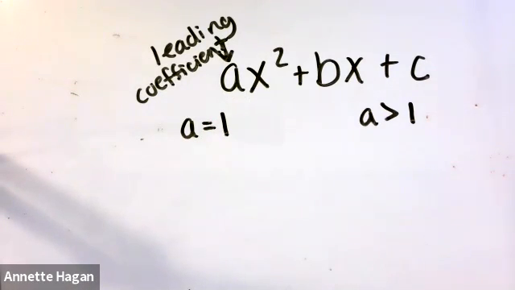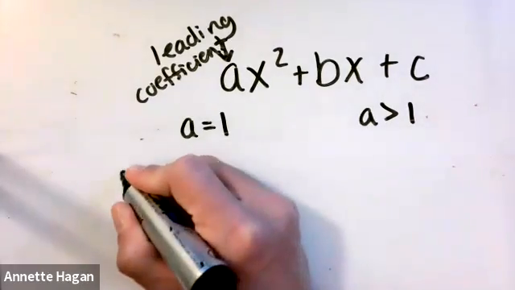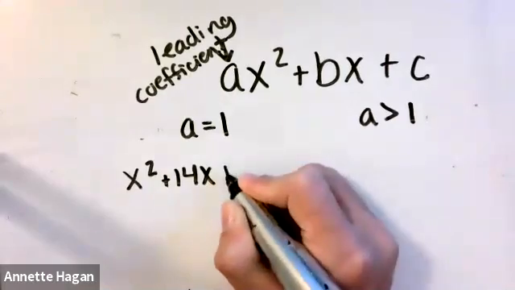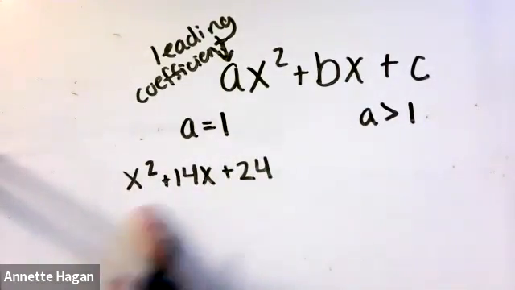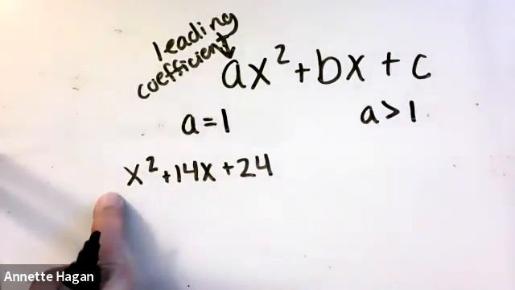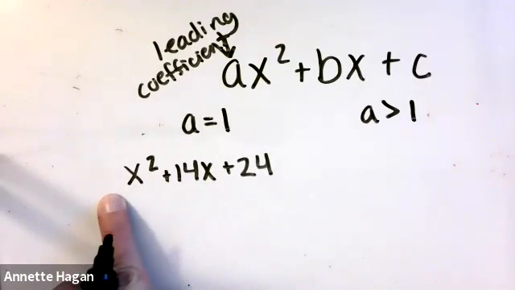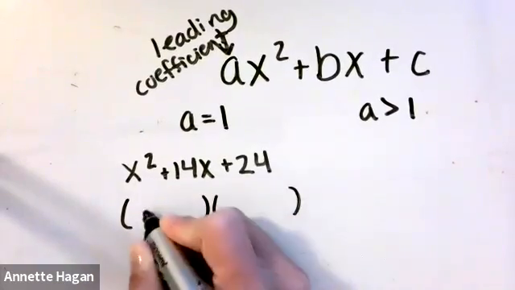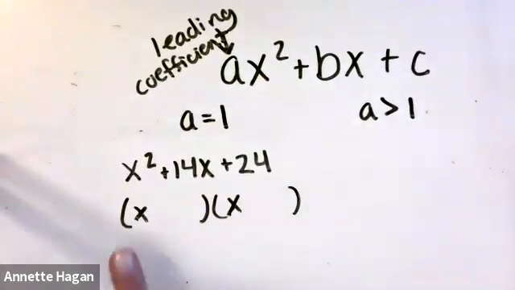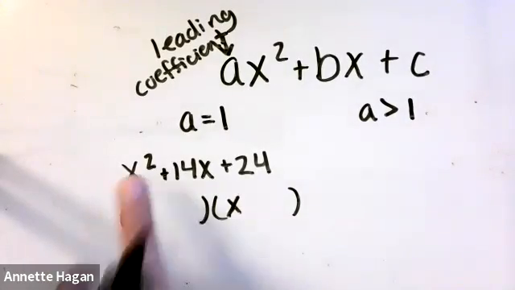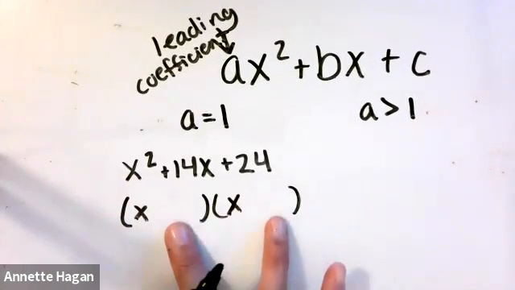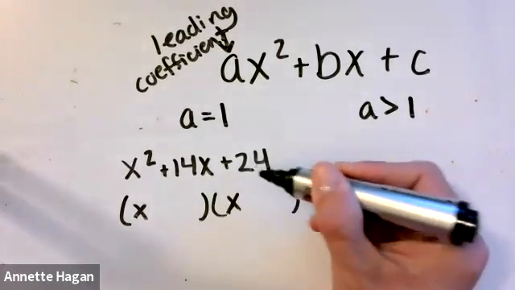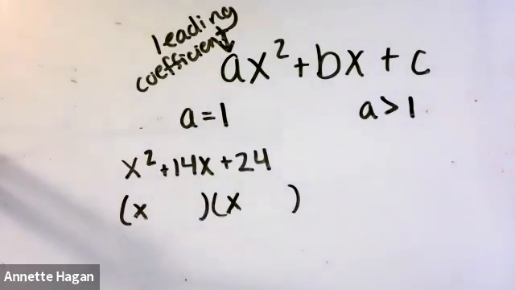So for example, I'm going to give you a pretty straightforward one. What if I gave you x squared plus 14x plus 24? In this particular problem, my leading coefficient is 1, so I don't really have to worry about that. That means this is going to factor to a 1x times a 1x, because 1x times 1x is 1x squared. We just have to worry about these last two factors. I'm looking for factors of 24 that are going to add up to give me 14.